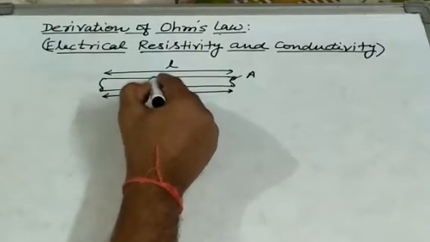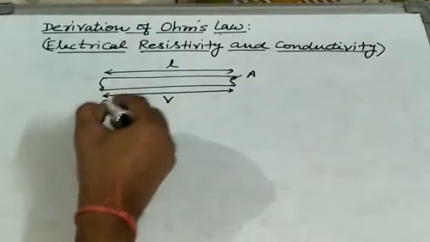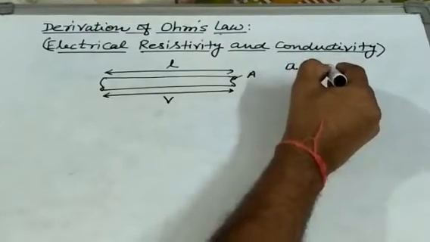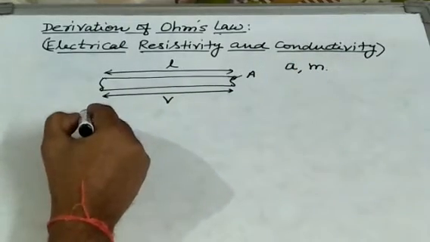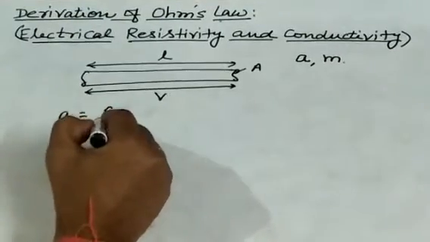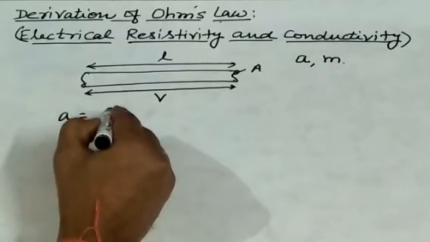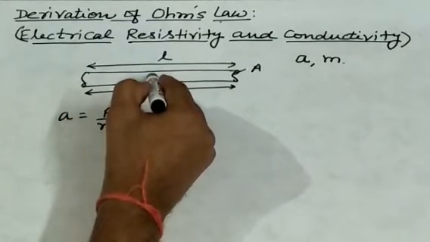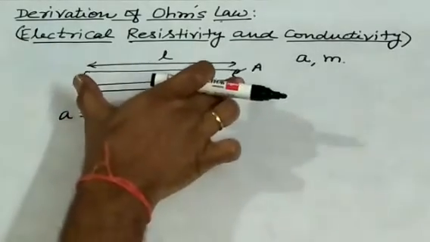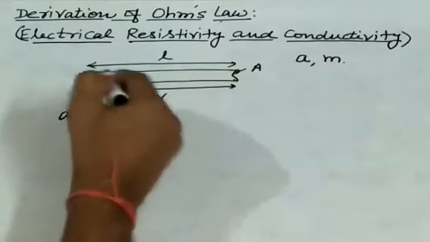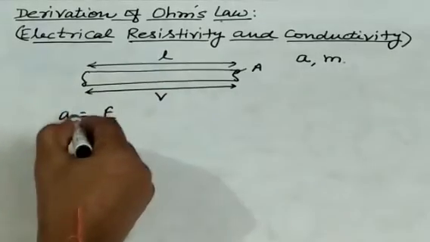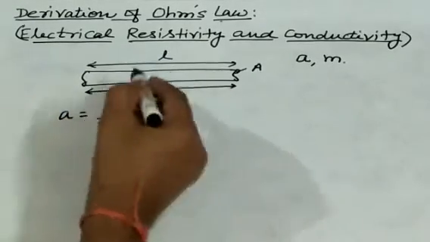suppose the electron inside the conductor starts to move with the acceleration a. If m is the mass of the electron, then the acceleration a is equal to F by m, where F is the force experienced by the electron inside the conductor when a potential difference V is set up across its ends. Already I have told you, when a potential difference V is set up, then an electric field is developed inside the conductor, and due to that electric field, the electron inside the conductor will start to drift.